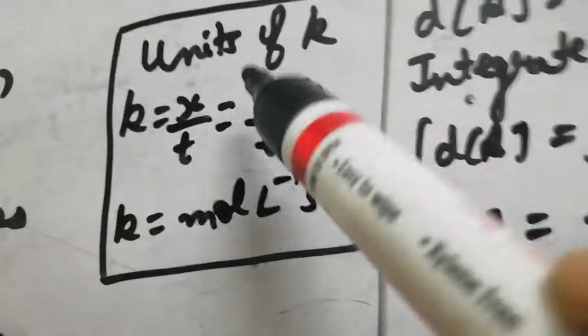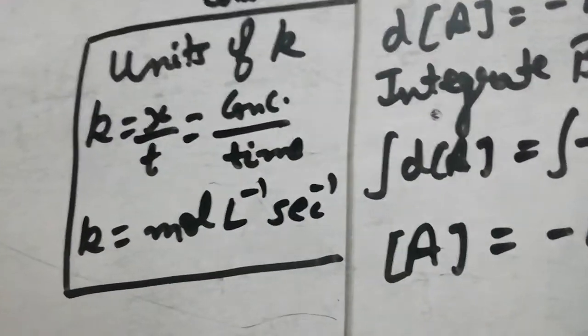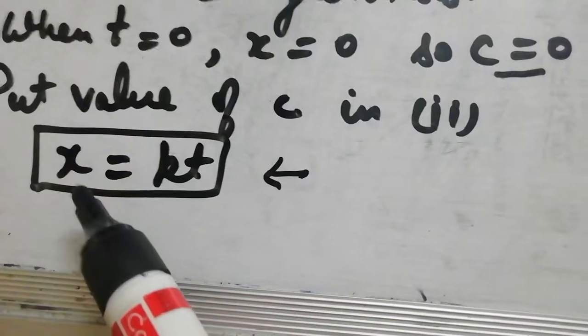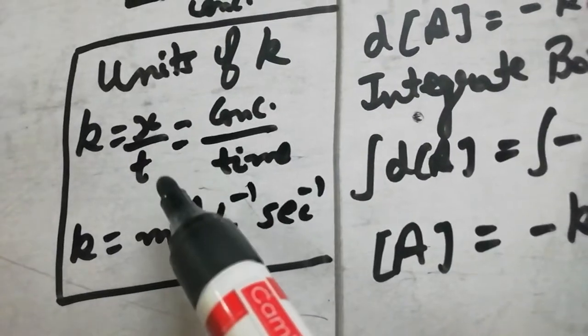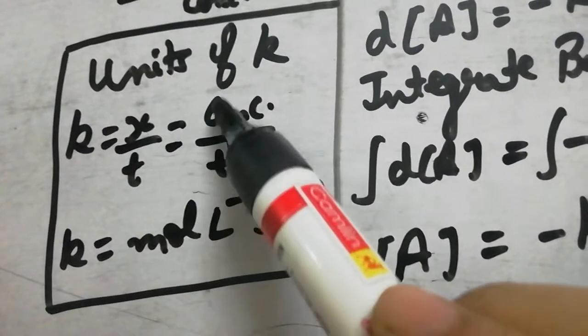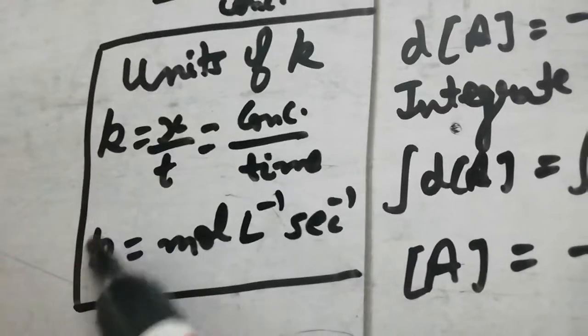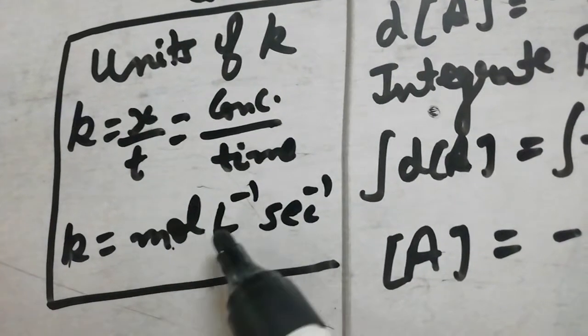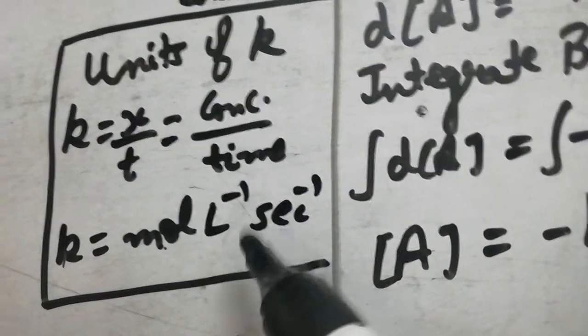So what are the units of rate constant k? From this equation we can see that x is equal to kt. So k is equal to x upon t, where x is the concentration and t is the time. So the value of k will come out to be moles per liter per second.